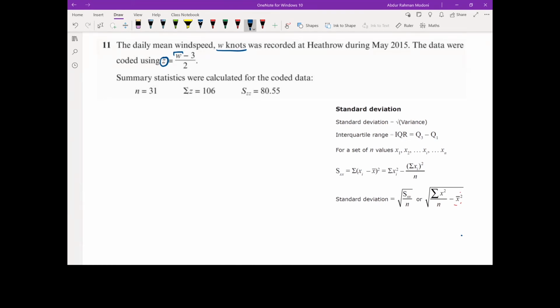So the summary statistics we're given are as follows. We're given n is 31. That essentially means that for this particular month, May, this is the daily wind speed, so there are 31 days in total. I'll just make a note of that so I understand the context of the question.